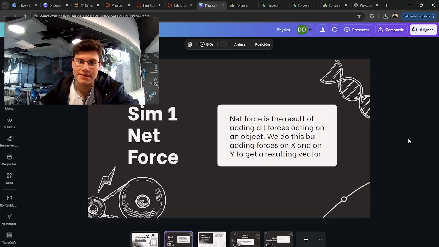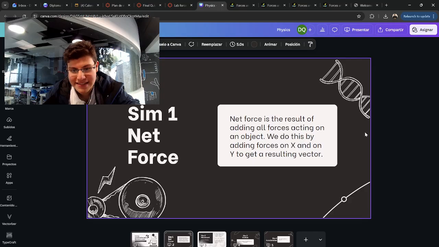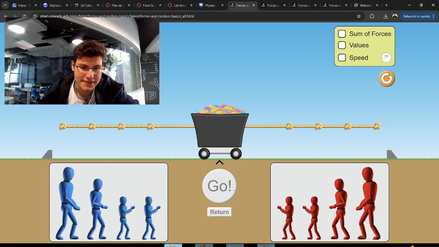So let's use the first simulator about net force. In this case, net force is the result of adding all the forces acting on an object. We do this by adding forces on the x and the y axis to get the resulting vector. So let's visualize this.